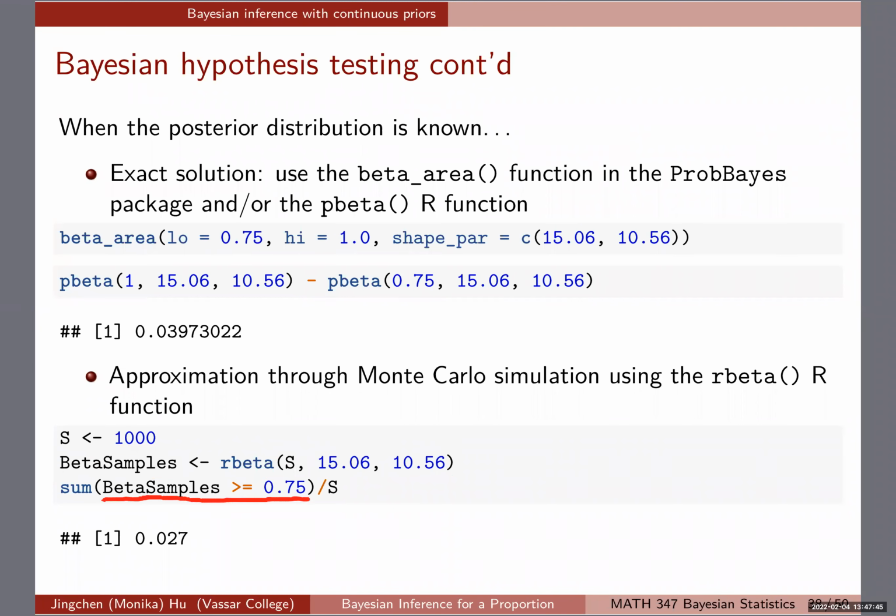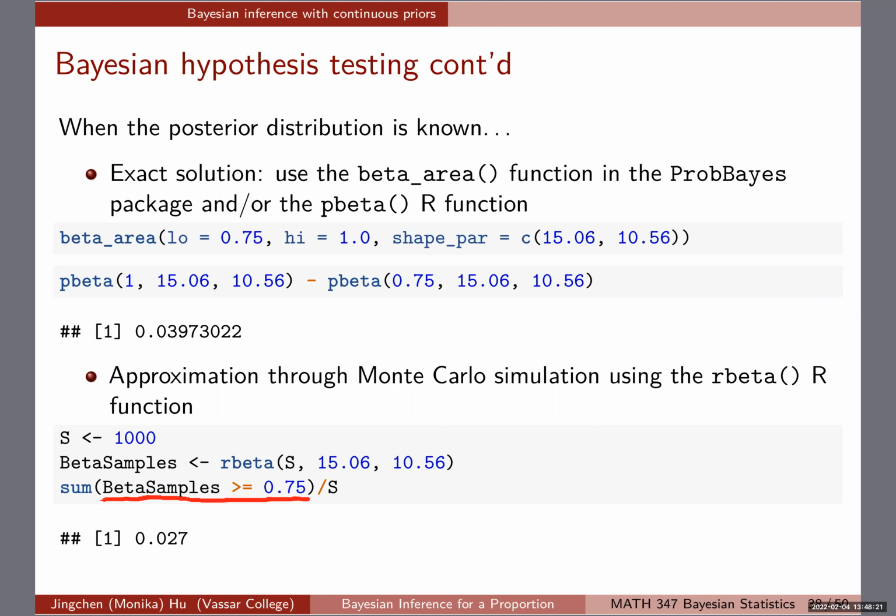Before applying the sum function, within it, as I said, is a logical operator. So it's going to be a binary outcome, either yes or no. If it's indeed greater or equal to 75%, then it's going to be recorded as 1 for that particular element. So this is a whole vector, beta sample, and we're returning a vector of zeros and ones of length 1,000. And then we're taking the sum of them, meaning that we're counting how many of them are indeed greater or equal to 75%. Then we divide it by the total number of draws that we have. So this gives us an approximated probability.